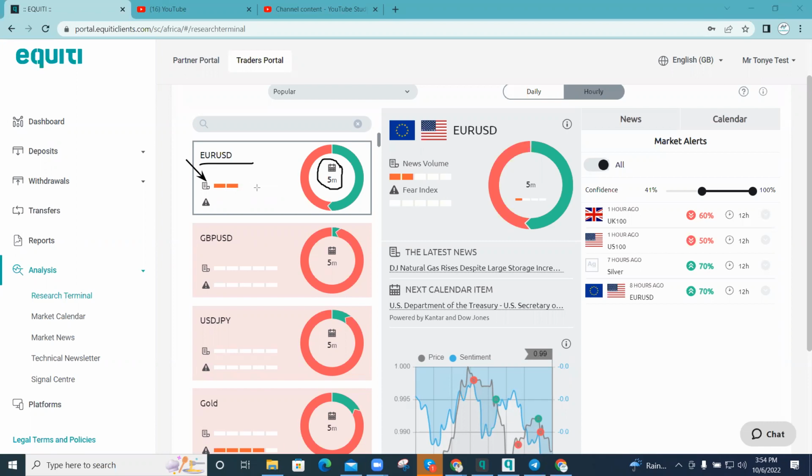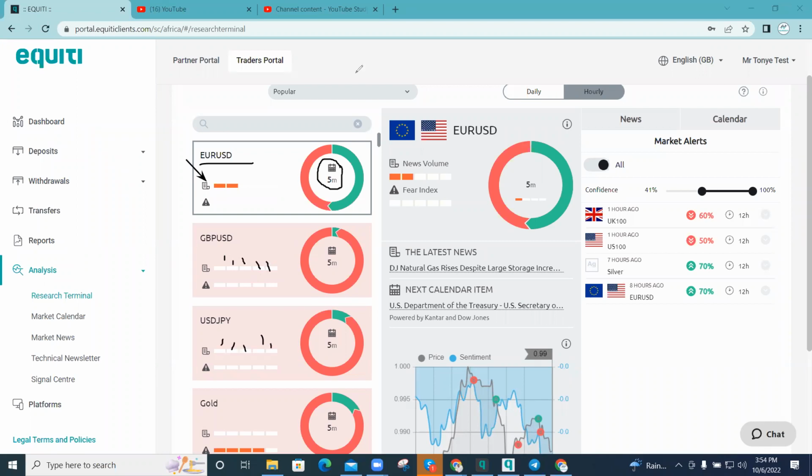Why? Because we have 5 bars. For every one of these, we have 5 bars. You can see 1, 2, 3, 4, and 5. Every one of them has 5 bars.